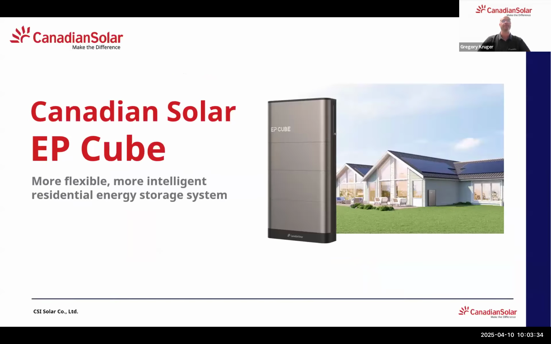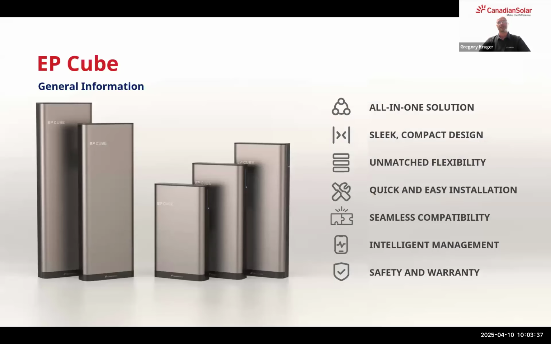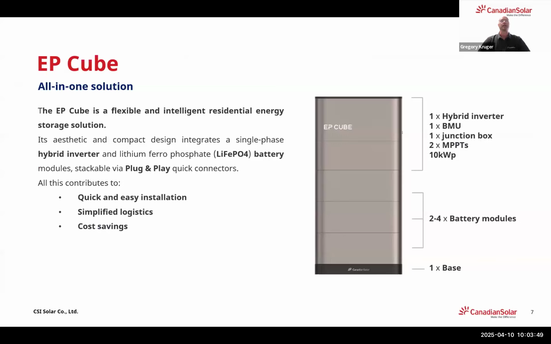So over to the EP-Cube. Today I'm going to discuss the EP-Cube and 7 of its main functions, which will be the all-in-one solution, quick and easy installation, and then also the safety and the warranty. The EP-Cube is a single-phase residential hybrid inverter with LiFePO4 batteries. It's a quick and easy installation. It simplifies your logistics and it's also cost saving. The cost saving comes in on your installation time and also your labor and installation material.